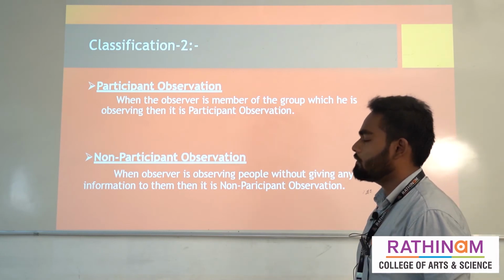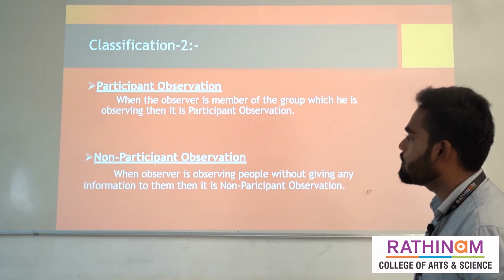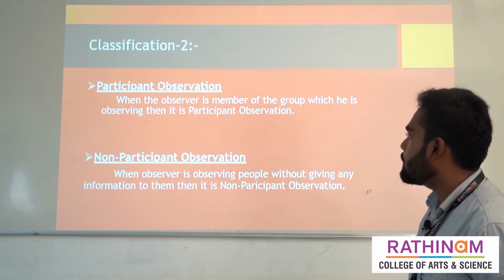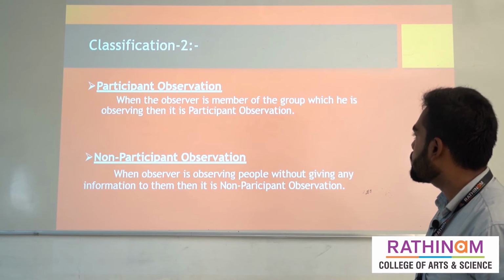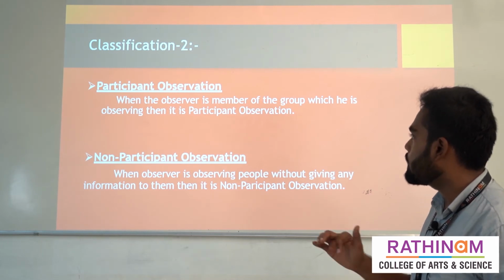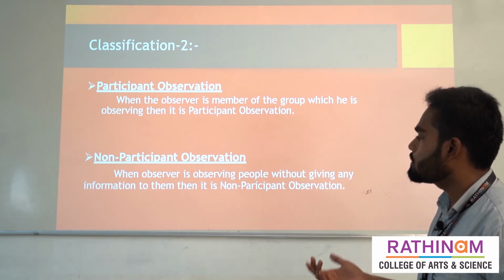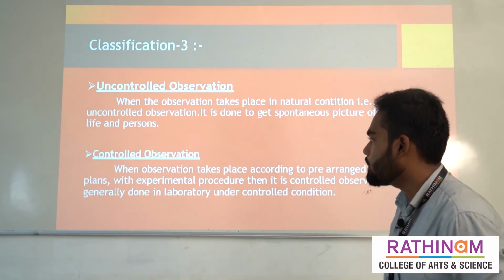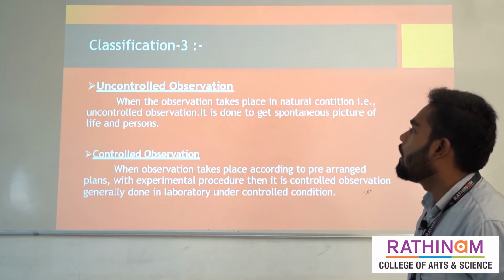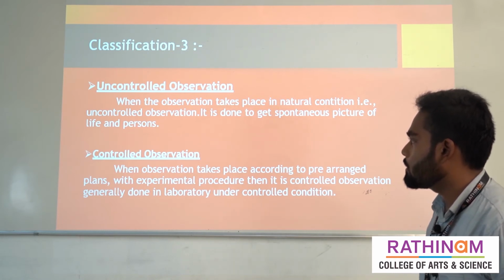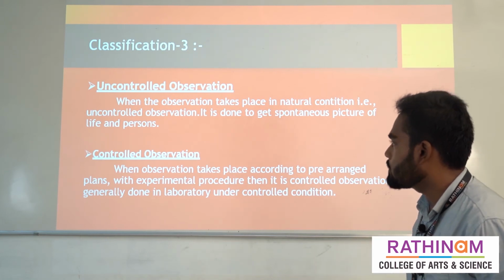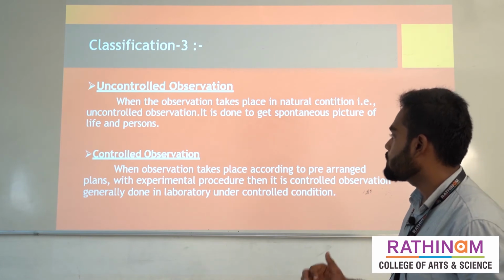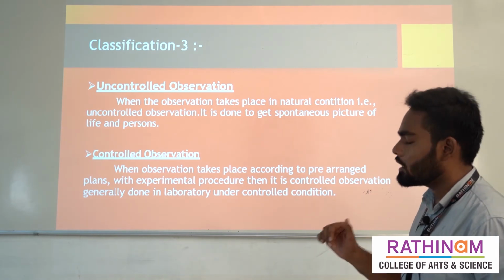There are two more classifications of observation: participant observation and non-participant observation. In participant observation, the observer is a member of the group which is being observed. Non-participant observation is when the observer is observing people without giving information to them. And then there are uncontrolled observation and controlled observation. In uncontrolled observation, the observation takes place in natural conditions. But in controlled observation, the observation takes place according to a pre-arranged plan.